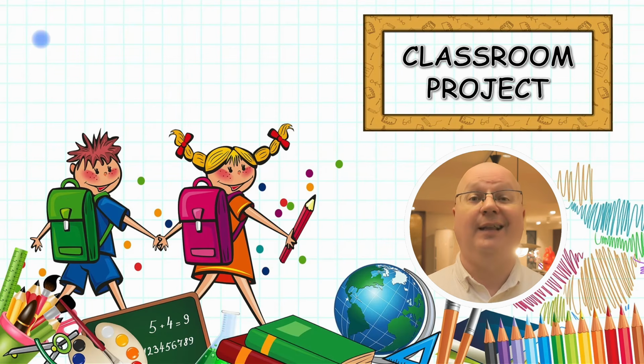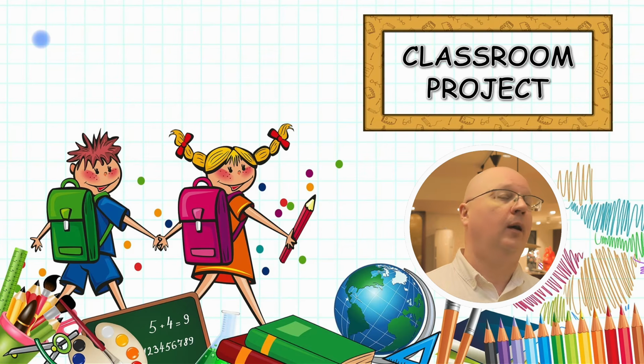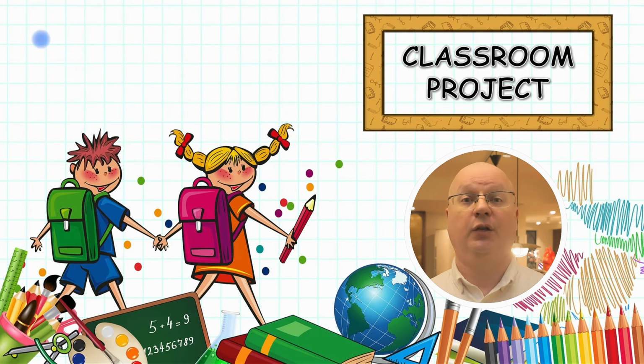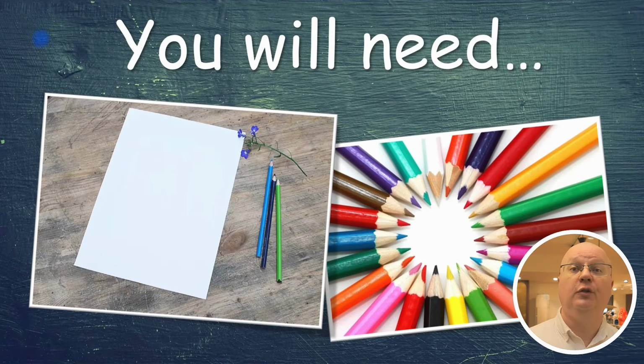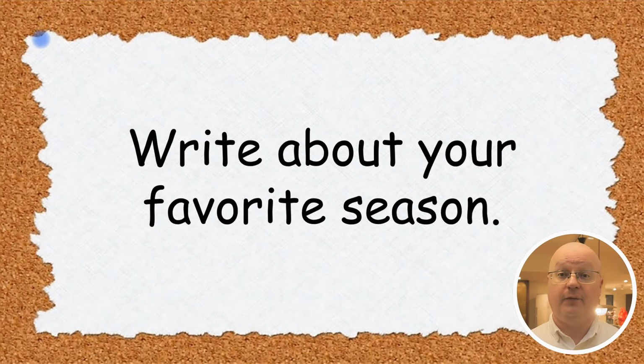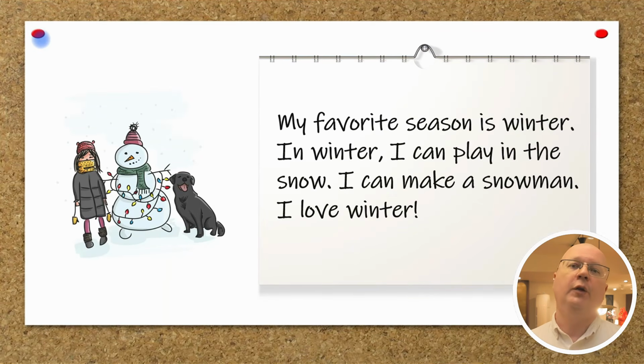Finish this lesson with a classroom project, or alternatively, assign it as homework. Ask your students to draw and write about their favorite season. They can do it in their notebooks, or you can ask them to do it on a piece of paper, like a poster. You can choose the best posters and display them around the classroom. Students will be proud to see their work displayed around the room. And that's how you teach this lesson.